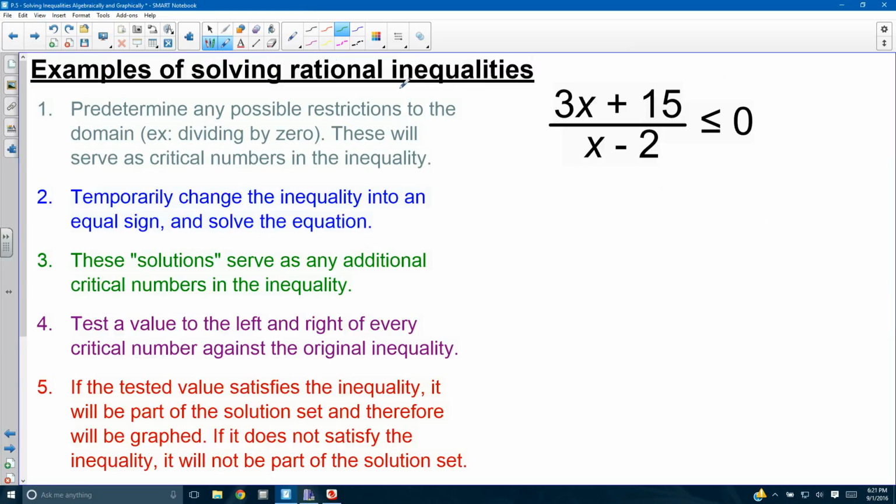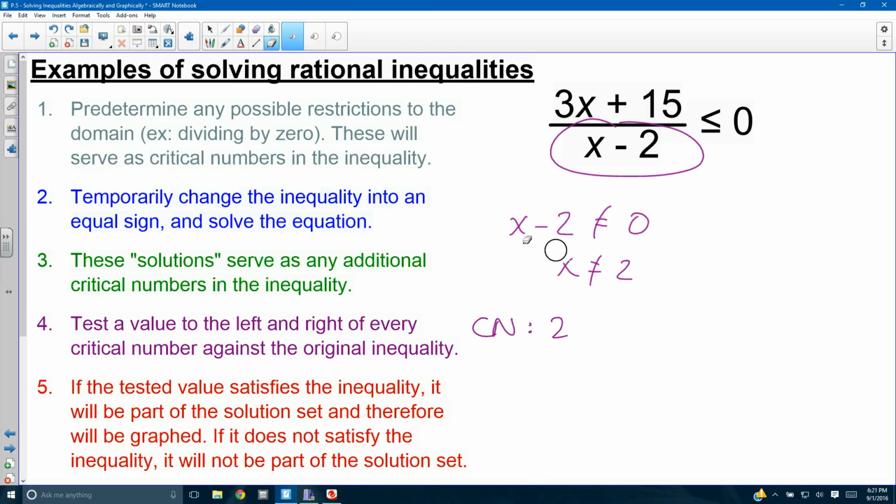Last one, and then that's it. Looks like we're testing all of these against 0. Okay, first things first. Domain: x minus 2 cannot equal 0, so x cannot equal 2. There's a critical number, a critical number of 2. Let's solve the rest.